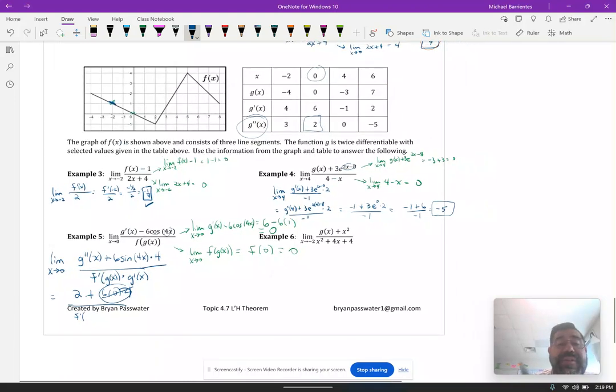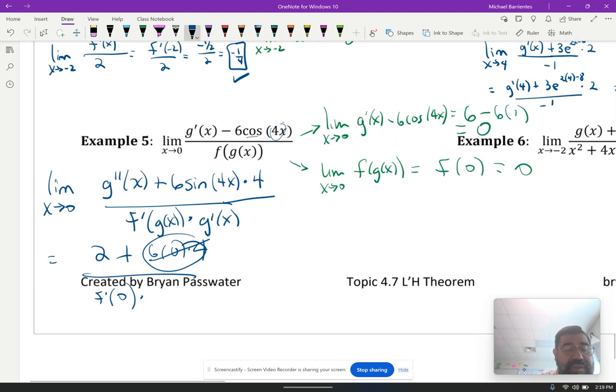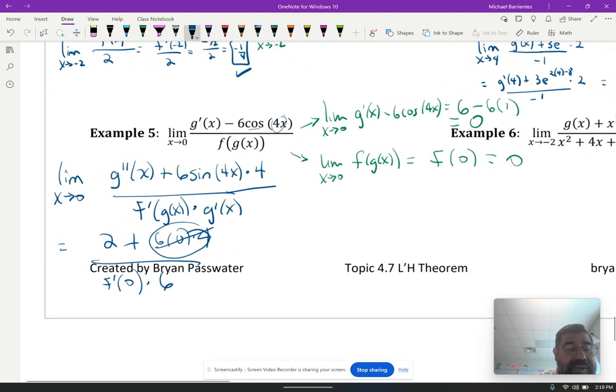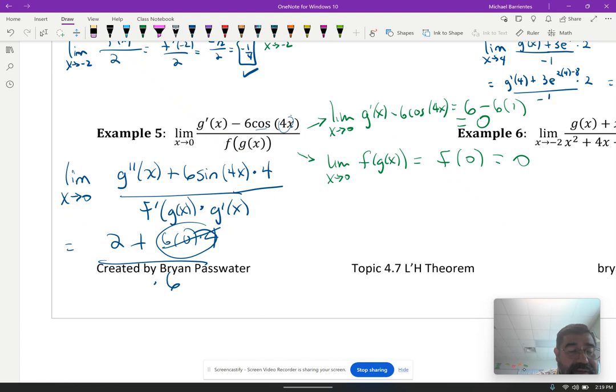Okay, so I'm looking for g of 0. G at 0 is 0, times the derivative of g at 0. The derivative of g at 0 is 6. So times 6. But I still need to find f prime of 0. So I go back to my table. What is the slope of the line at 0 when x equals 0? Well, it's still negative 1 over 2. So then this is negative 1/2. Which then leads me to 2 in the numerator, negative 3 in the denominator, and there's my answer.